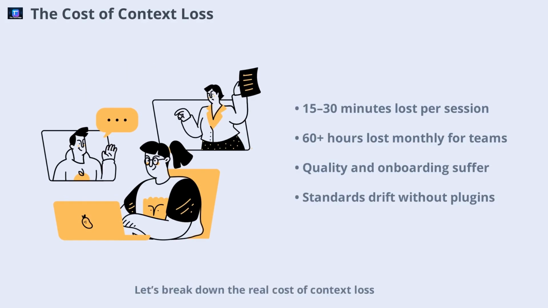Let's break down the real cost of context loss. Every time you re-explain your coding standards, you're losing 15–30 minutes. Multiply that by every session, and for a 5-person team, that's over 60 hours a month, essentially the output of 1.5 developers lost to repetition.